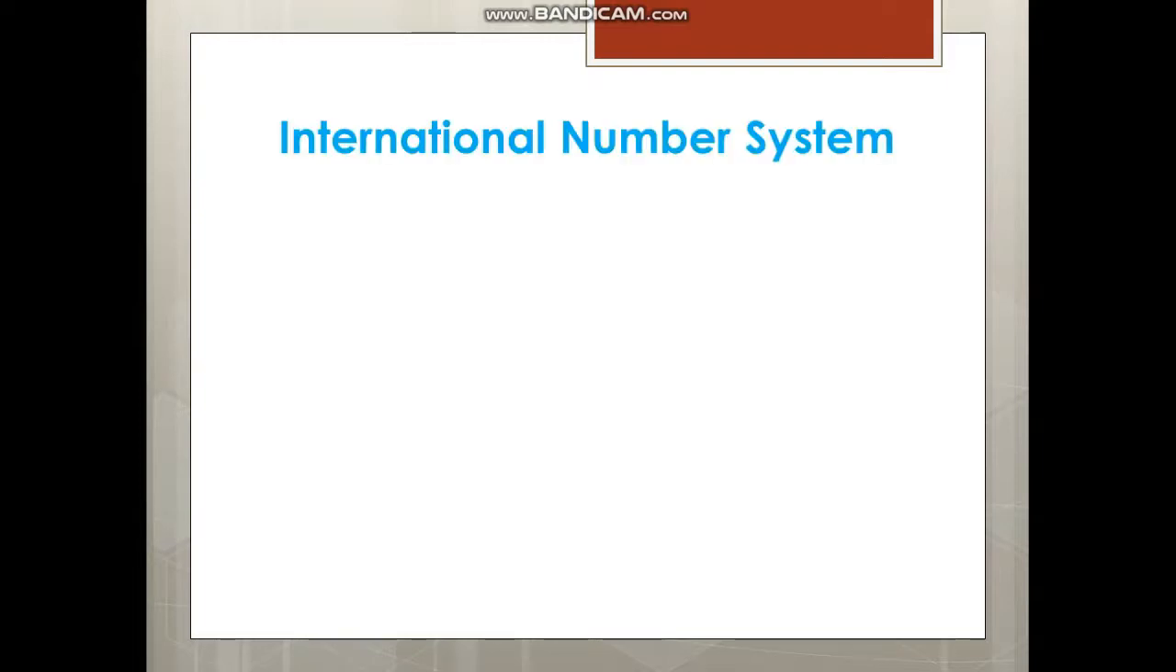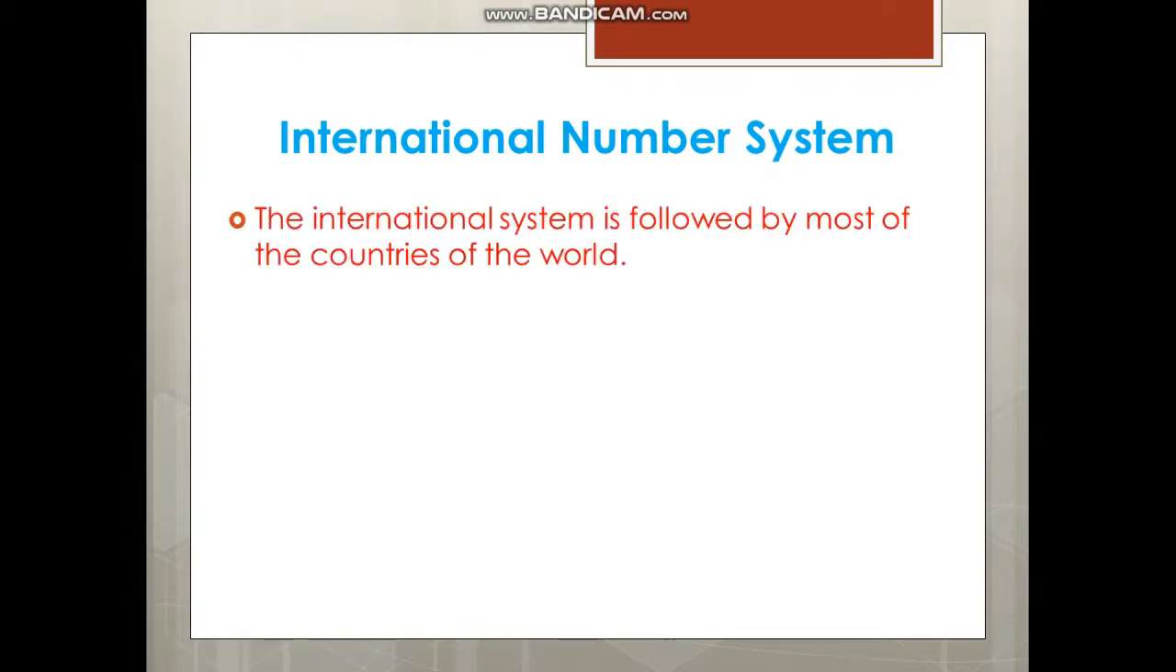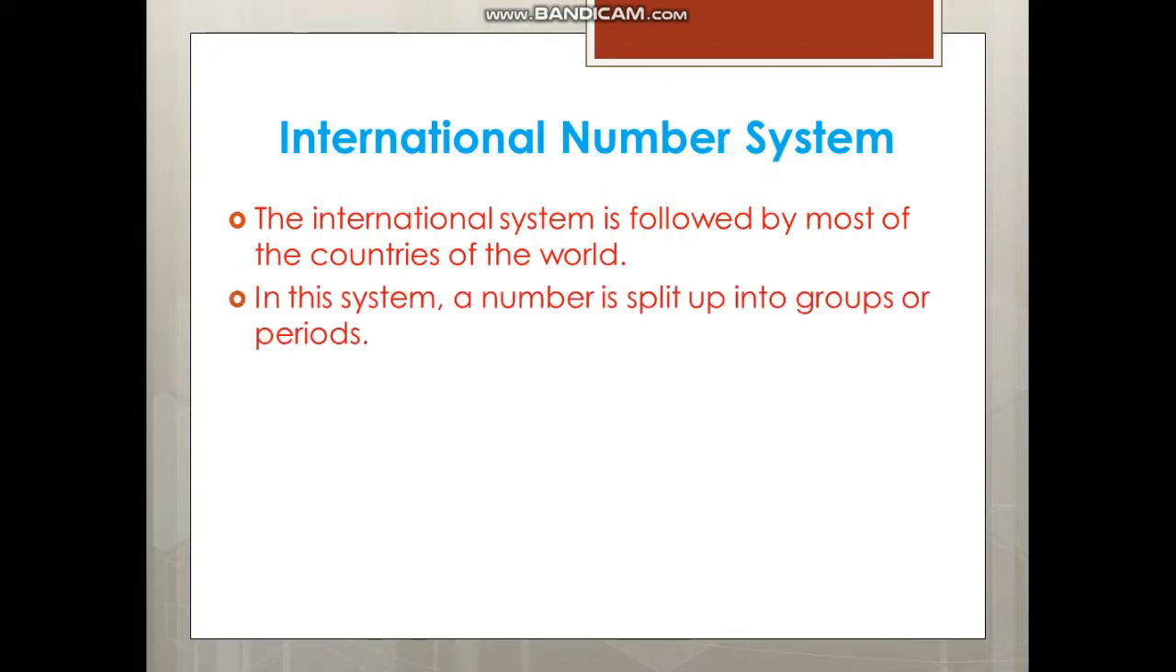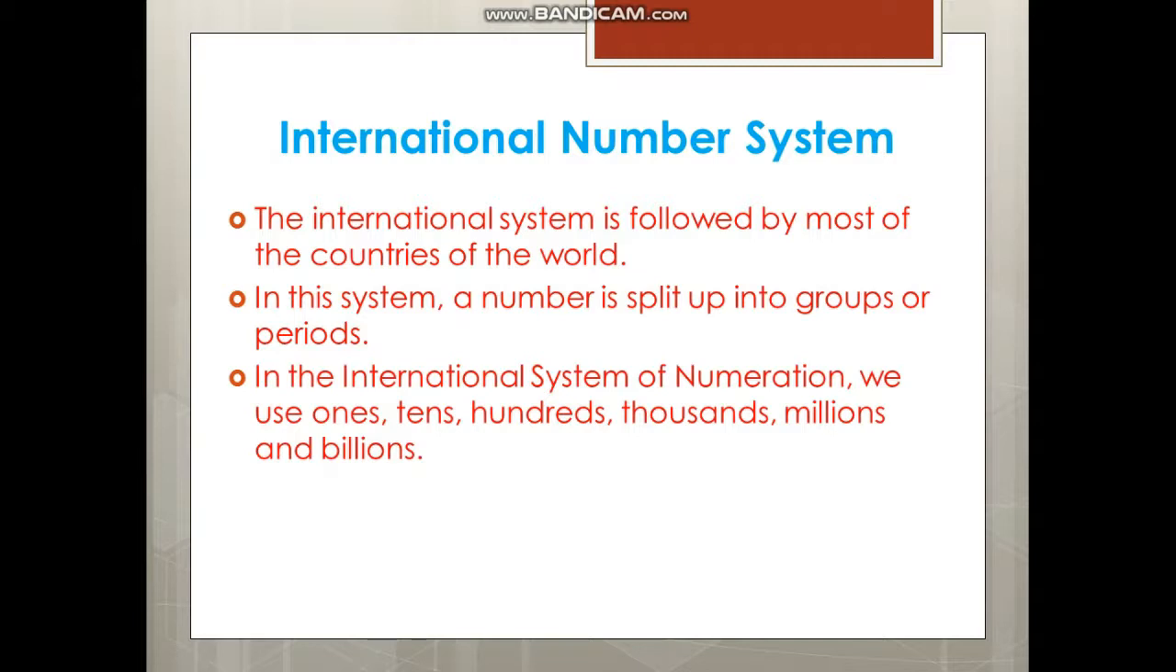Now let's discuss the international number system in detail. The international number system is followed by most of the countries of the world. In this system, a number is split up or divided into groups or periods. In the international system of numeration, we use places as ones, tens, hundreds, thousands, millions and billions.